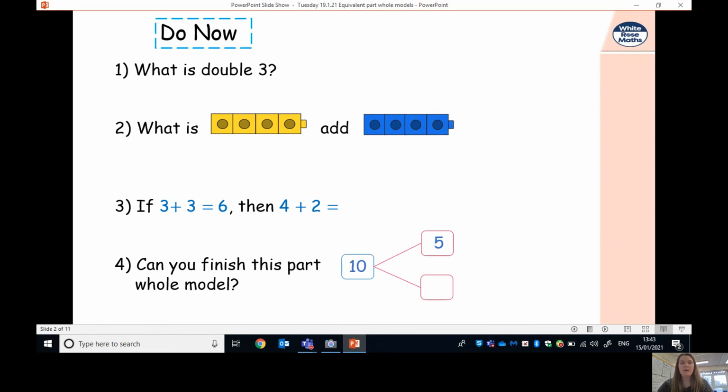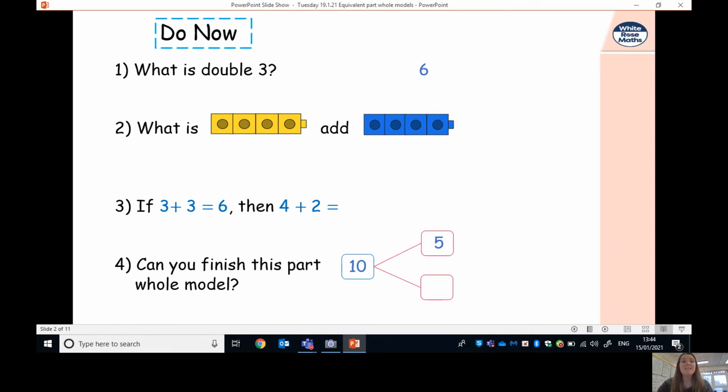5 and something makes 10. Using lots of our number bond knowledge here. Okay, give yourself 3 minutes, put me on pause and have a go. Great, let's see what you've come up with.